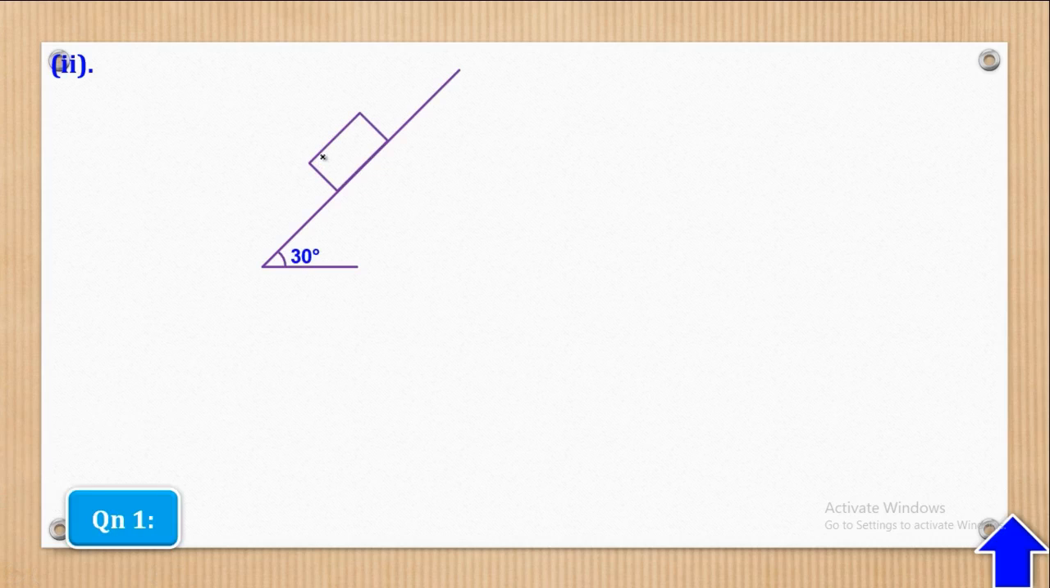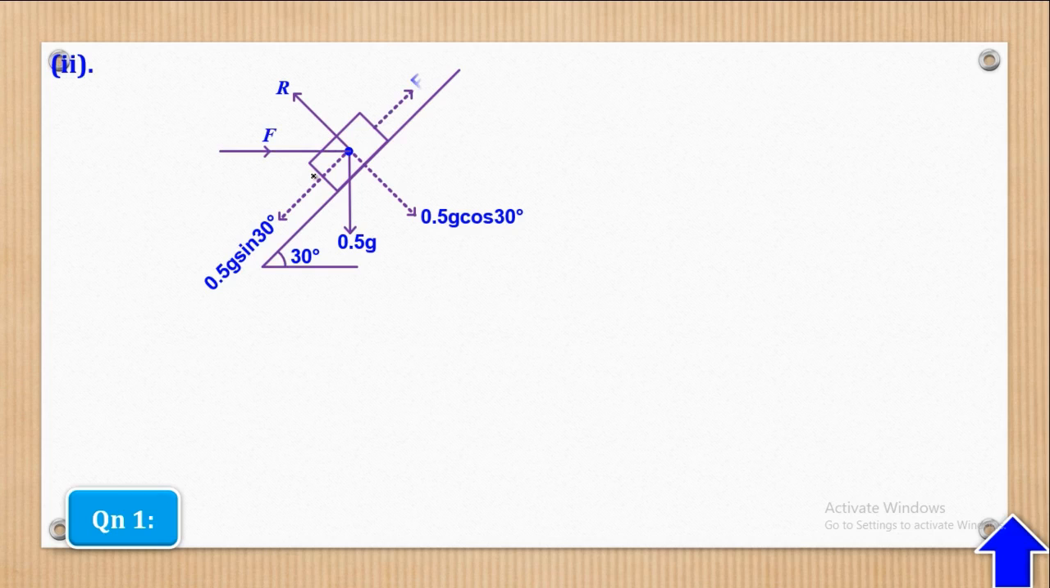That's the particle. We shall put the weight as 0.5 g, the component of weight parallel to the plane, which is 0.5 g sine 30, and the component of weight perpendicular, which is 0.5 g cos 30 degrees. Then the normal reaction R and the horizontal force capital F. The component of that horizontal force parallel to the plane will be F cos 30 degrees, while that perpendicular to the plane will be F sine 30 degrees.